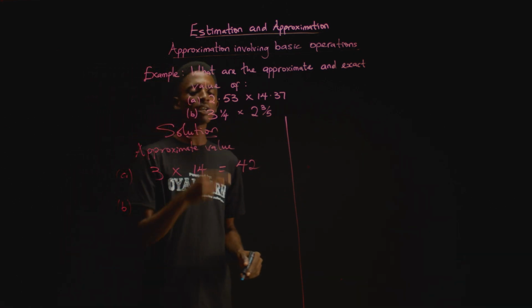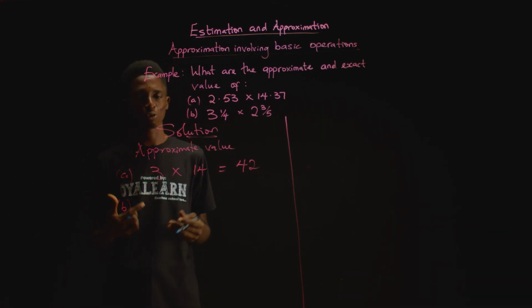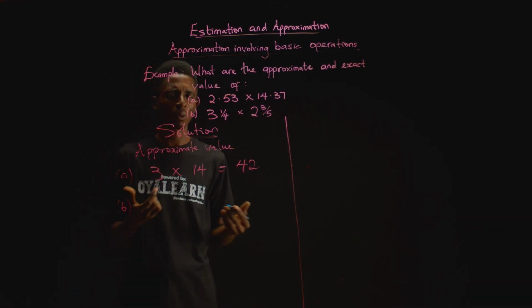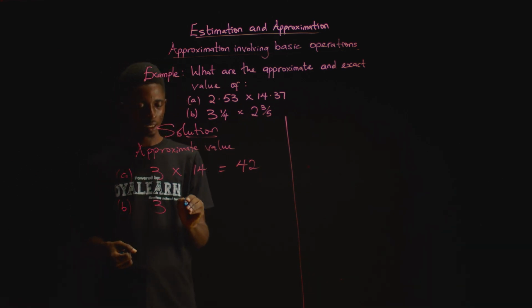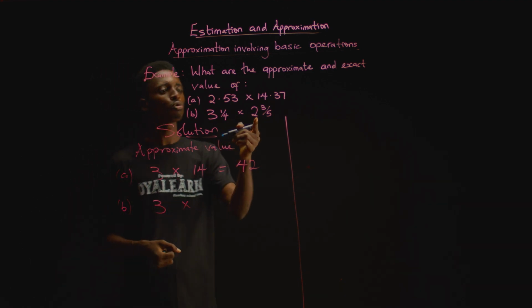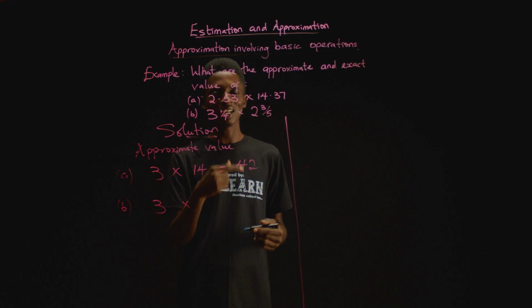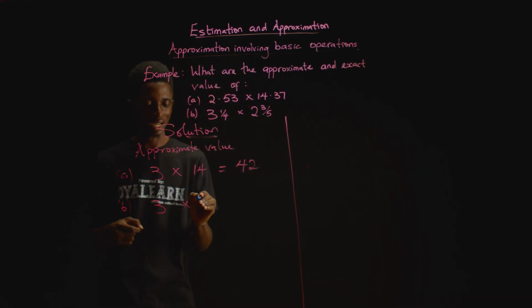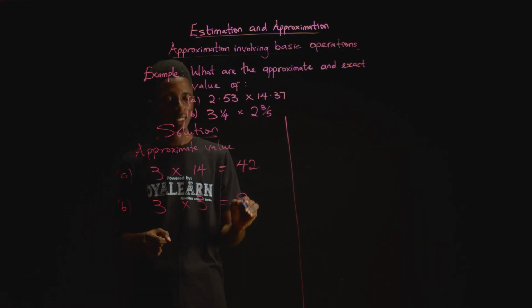Now, B. We have 3 whole number 1 over 4. 1 over 4 means we are closer to 3 than we are to 4. 3 1/4, so it's closer to 3. So we would have it approximately 3 multiplied by 2 whole number 3 over 5. And this one is closer to 3 than it is to 2, so we'll have it as 3. So 3 multiplied by 3 gives us 9.